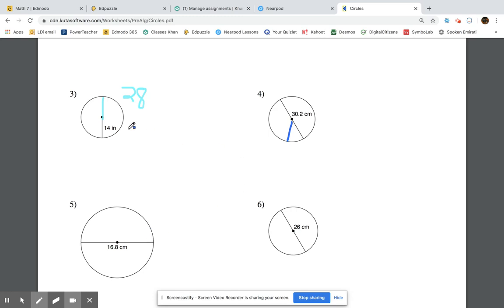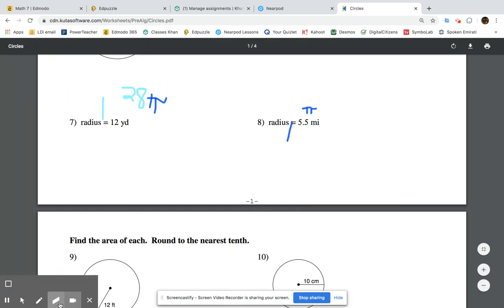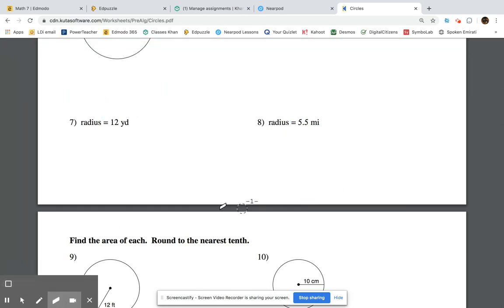To find the circumference, how are we going to do that? You just take the diameter all the way across and multiply it by pi. This one already has the diameter, so we just take 30.2 and multiply that by pi. And that gives us the circumference. This one's 28 times pi. All right, so what about, how do we find the circumference? We use 2 times pi times the radius.